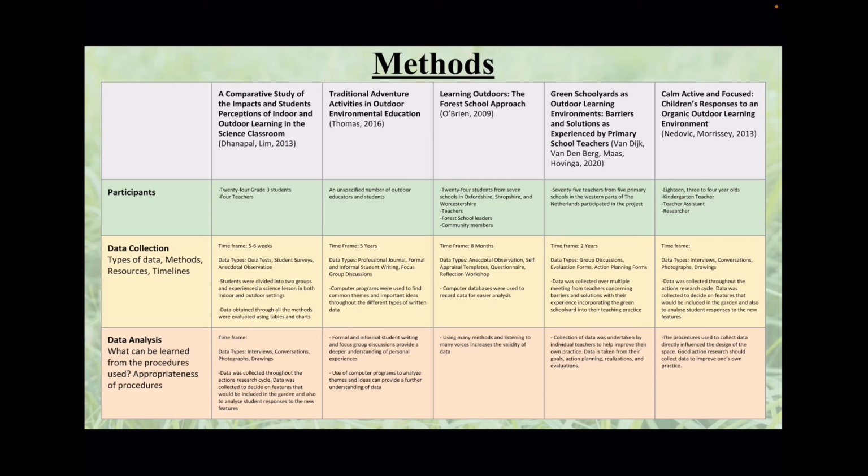And in Calm, Active, and Focused, Children's Responses to an Organic Outdoor Learning Environment, data was first collected from students in the form of drawings and photographs of what elements were most important to them in the development of the new natural space. The data directly influenced the design and materials used in the construction of the Green Schoolyard. Data was then collected by the educators regarding student responses to the new features.